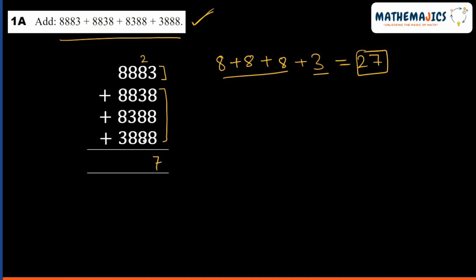The sum of this column is also 27 again. The reason is it again has 3 8s and 1 3. 27 plus this 2, 27 plus 2 is 29. 2 will be taken forward again.